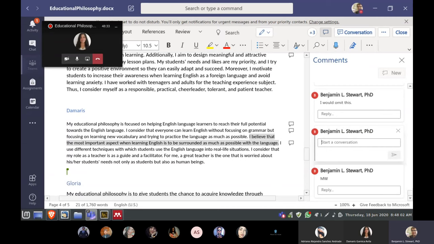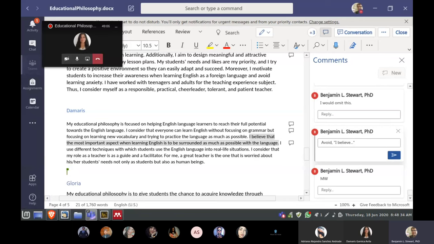I'd like for you to reword this sentence and avoid "I believe." Because everything that you're saying here, Demaitis, is what you believe. So it's understood. We know that this is what you believe. So try to avoid "important." Show, don't tell. When you use the word "important," you're telling. You're saying, hey, I'm telling you this is important. Don't tell us, show us.